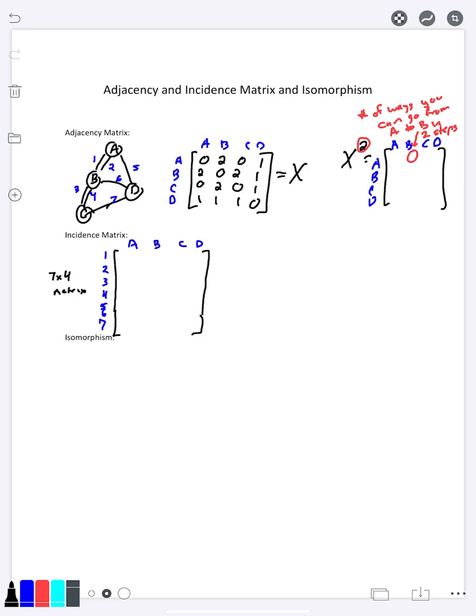1 connects A and B, so those would get a 1 there and then 2 zeros. Edge 2 also connects A and B. Edge 3 connects B and C. Edge 4 connects B and C. Edge 5 would connect A and D. Edge 6 connects B and D, and edge 7 connects C and D.